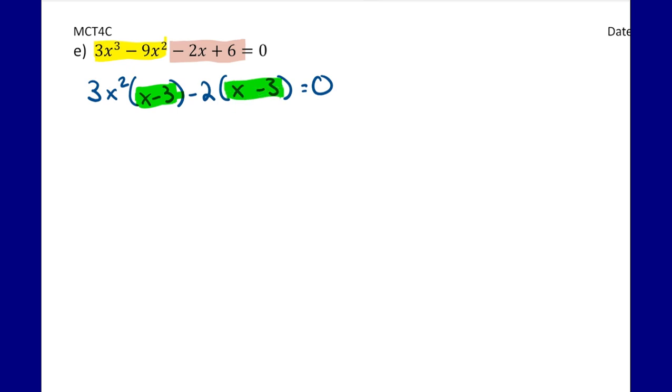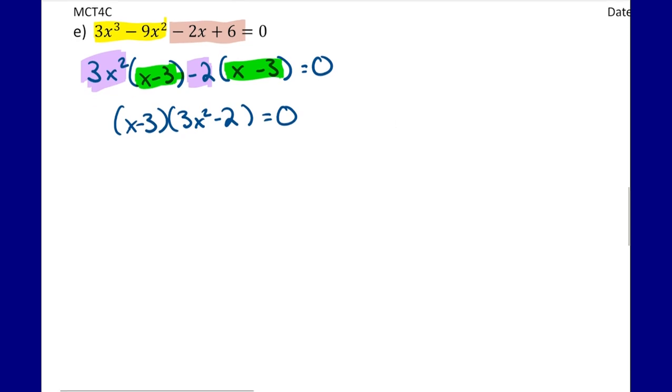Because now we can common factor out that bracket. We can common factor out x minus 3 as a whole. That leaves us with the remainder, which in this case is 3x squared minus 2. That becomes our second bracket. That's still all set equal to 0. Now I can go through and solve. So I factored the polynomial. I have my 2 factors.